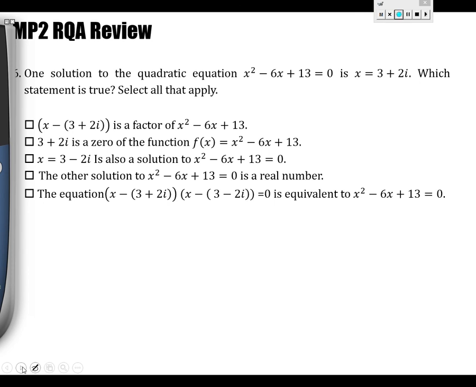We have a real coefficiented polynomial. In this case, it's just a quadratic. And so we know that if it has one non-real solution, then it will have another one too. We can actually, is that one on here? Yeah, 3 minus 2i is also a solution.